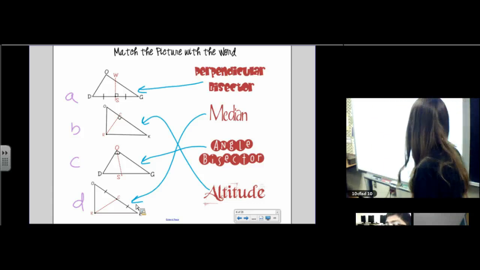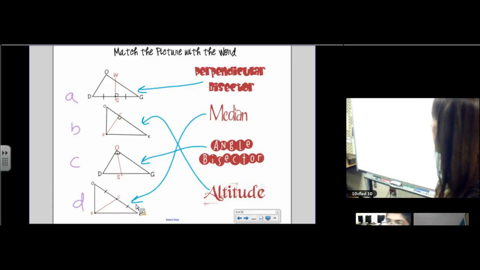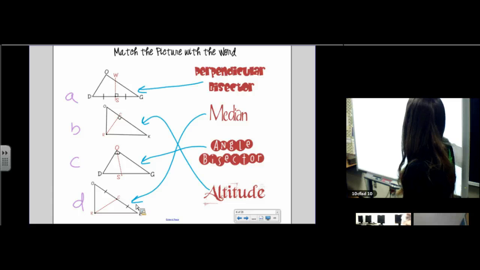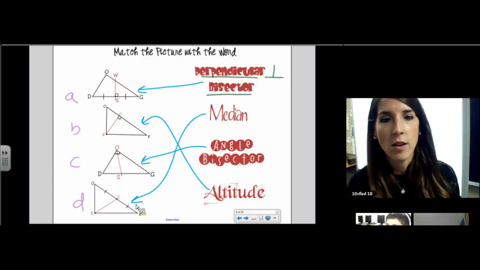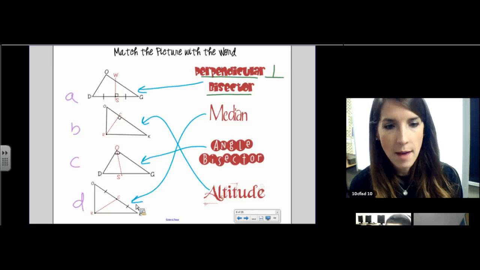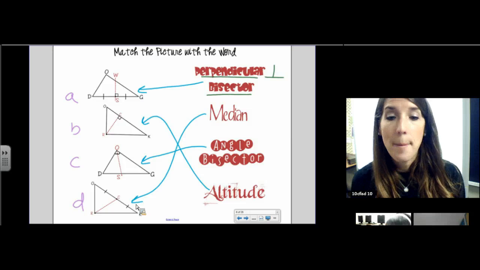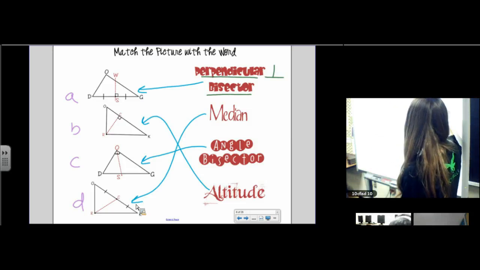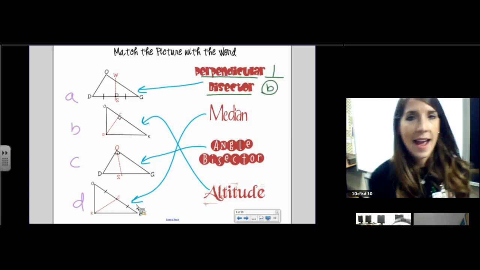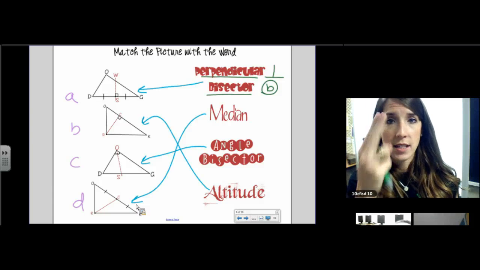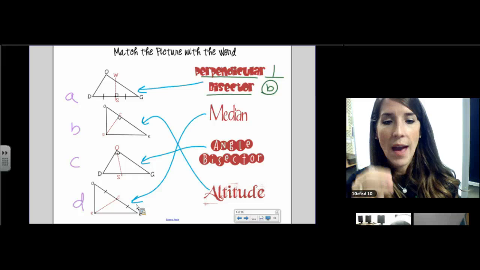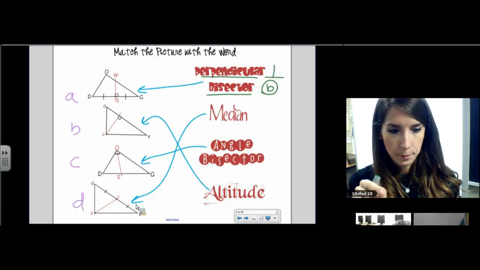Okay, so here are your segments. Let's talk about each of them. Perpendicular bisector. Perpendicular means there better be a right angle. Is there a right angle there? Yep, there sure is. Right at S, at point S. Bisect means to cut in half. Do you see tick marks? Yep. So it's got a box and it's got tick marks. That's what makes WS a perpendicular bisector.